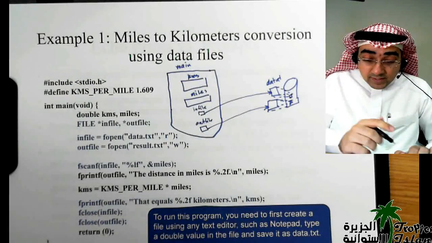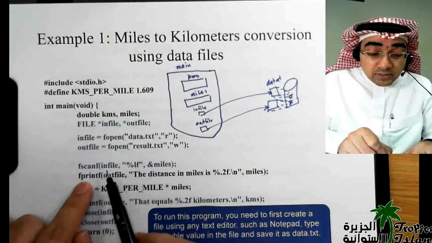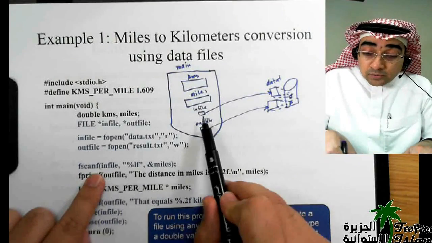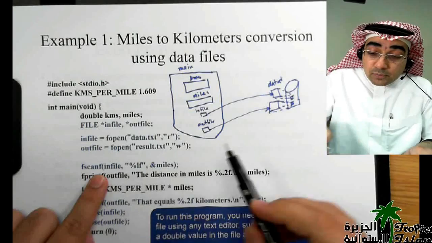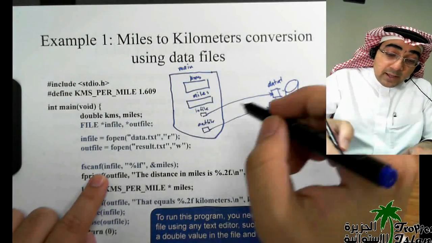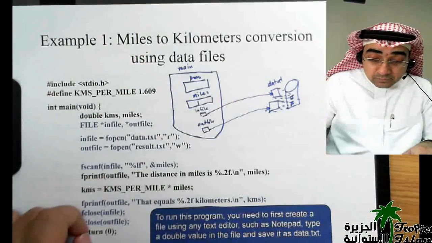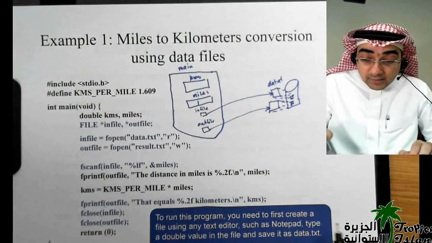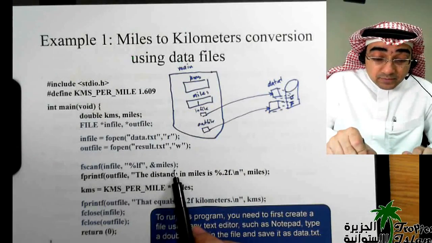Then you say scanf in file, so I'm asking it to scanf from the file. So read from the in file a double, and store it into miles. It's going to go to the in file, where there will be a number stored in the data.txt, and write it into miles. Suppose that this was 1. So I put 1 mile, and I'll have 1 written into my miles when I execute this line of code.